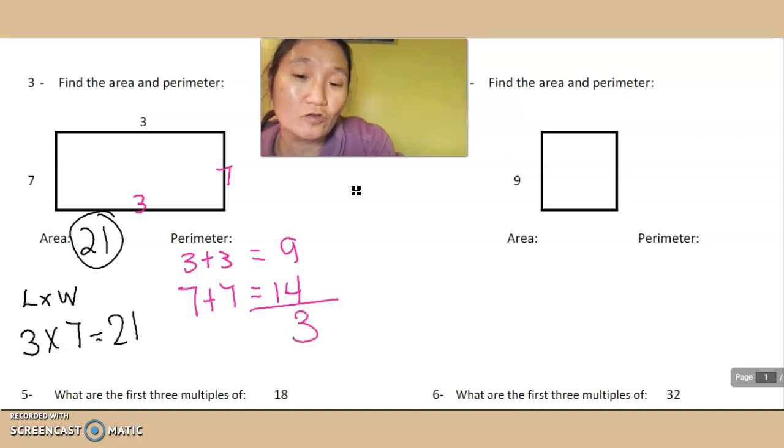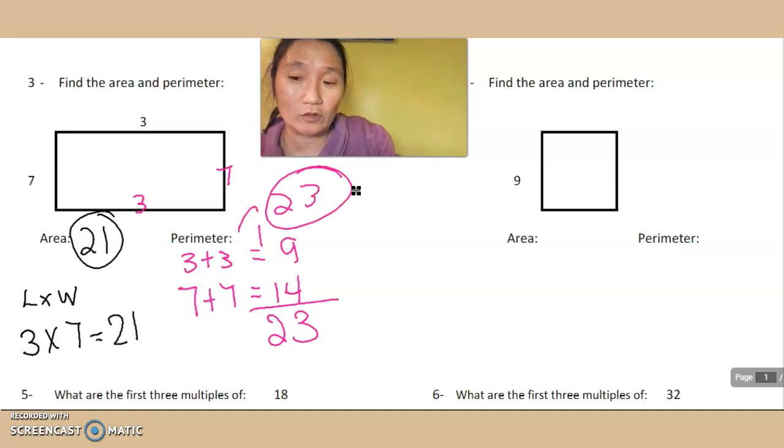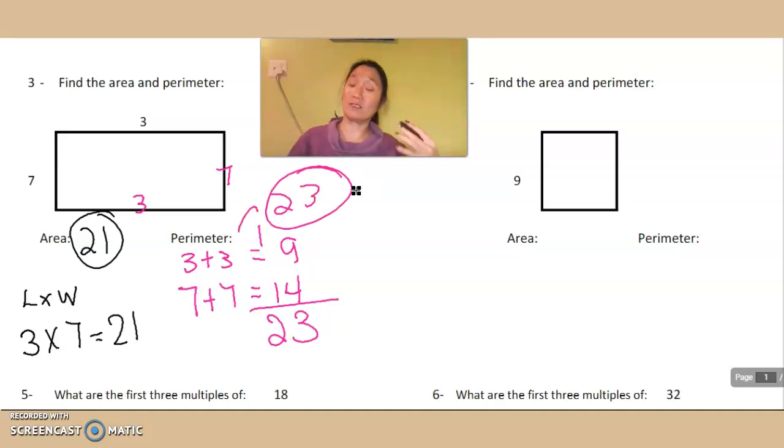6 plus 4 is 10, carry the 1, and that's 20. So my perimeter is going to be 20. That's my perimeter. So area 21, perimeter 20. Area is multiplication. Perimeter is addition for right now.